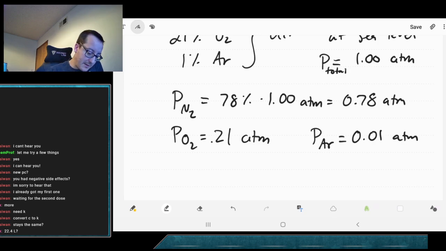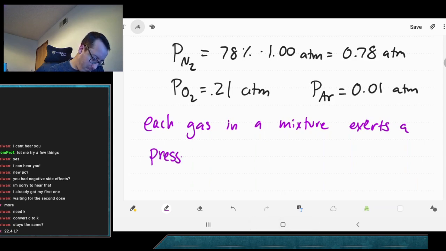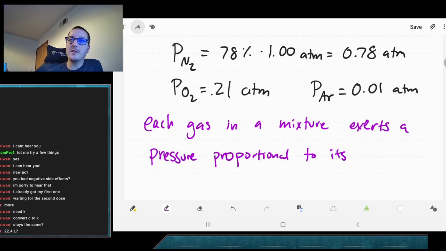And so we can see that each gas in a mixture exerts a pressure proportional to its, what shall we say, abundance? However much your mixture is made out of a particular gas, that gas will have a pressure that is proportional to how much of that gas is in there.